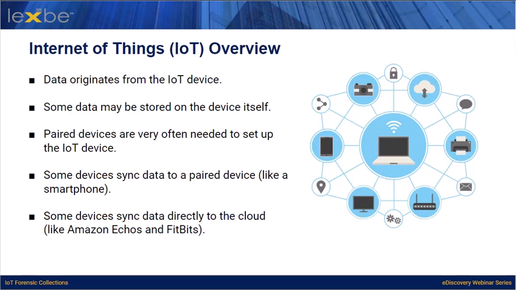Paired devices are very often needed to set up the Internet of Things devices. So if you get a new device at Best Buy or something like that, let's say a smart speaker, and you go to set it up in your home and you need to start setting up the Alexa stuff and pairing it, you would download the Alexa app on your phone, and then you would be able to set everything up right there on the application.